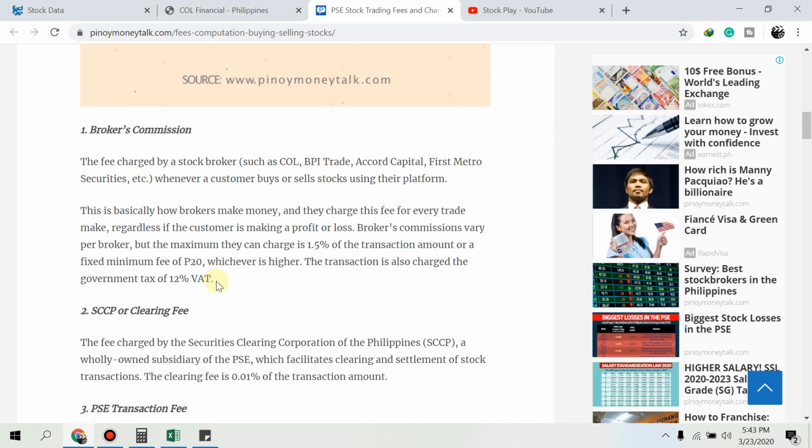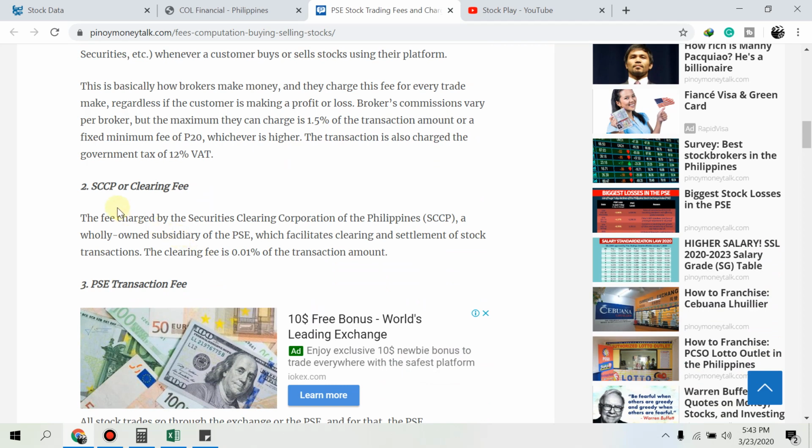Then, bukod sa dalawa na yon, so meron pa din tayo. This is for number 3. We have SCCP or clearing fee. This is the fee charged by the Securities Clearing Corporation of the Philippines, a wholly owned subsidiary of the PSE, which facilitates clearing and settlement of stock transaction. So sila guys yung nagpoproseso ng ating mga trades, ano, upang ito ay ma-clear or ma-settle. Then the clearing fee is 0.01% of the transaction amount.